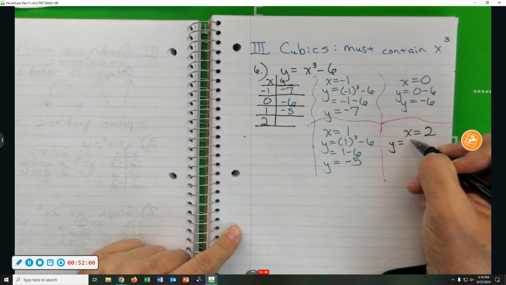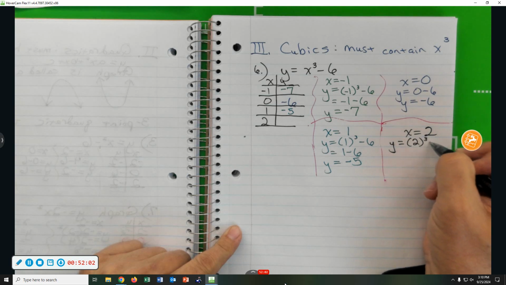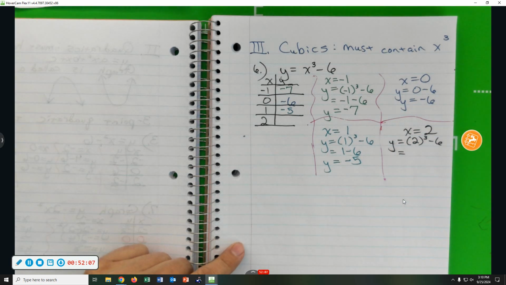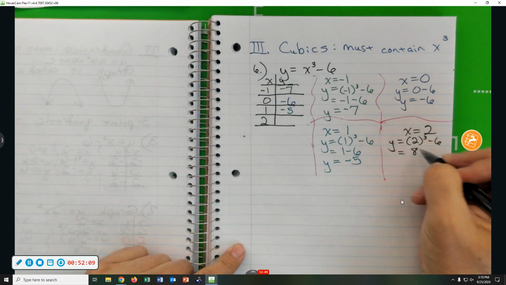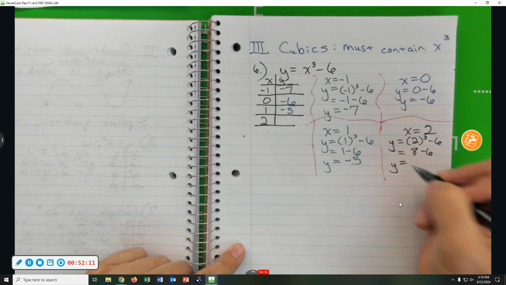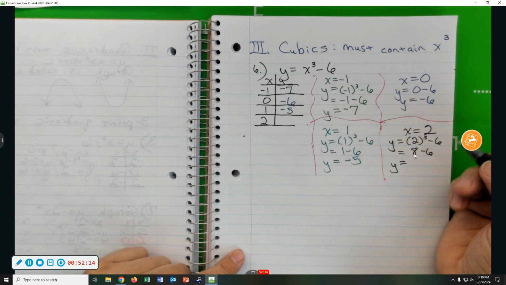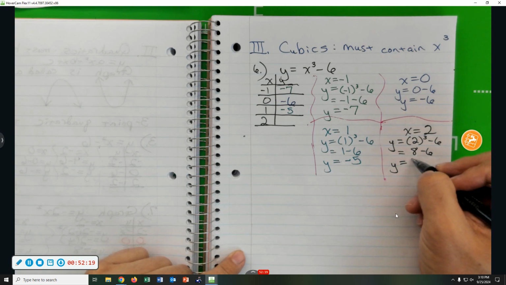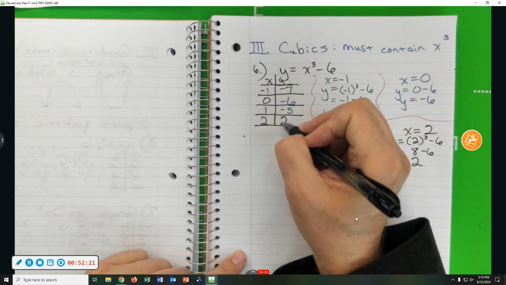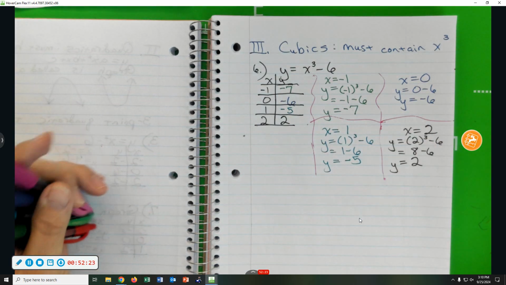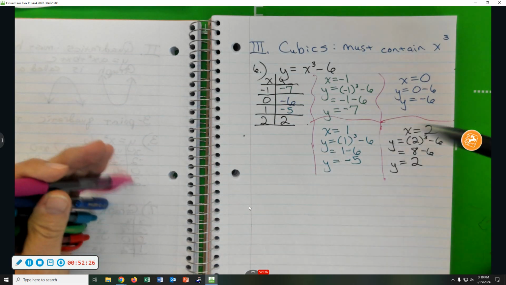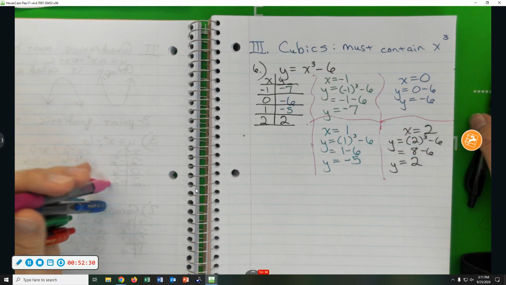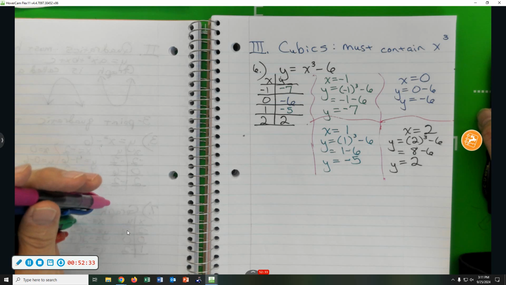So we have 2 cubed minus 6. What's 2 cubed? 2 times 2 is 4, 4 times 2 is 8. So you got the 8 for 2 cubed. 8 minus 6 gives me a y coordinate of 2 for my last ordered pair. The first 3 points look like they're on a line, and when we start plotting this using the graphing tool, you'll see what I mean.